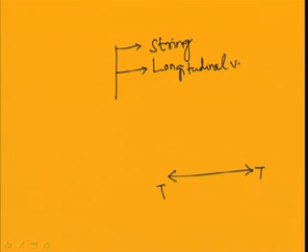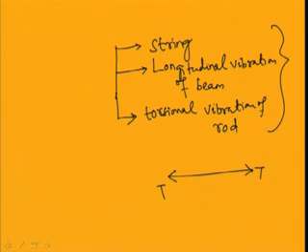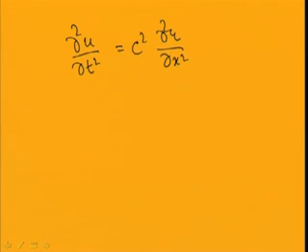and the torsional vibration of rod. So, for these 3 systems you can write the equation of motion by using this wave equation, that is del square u by del t square equal to c square del square u by del x square.